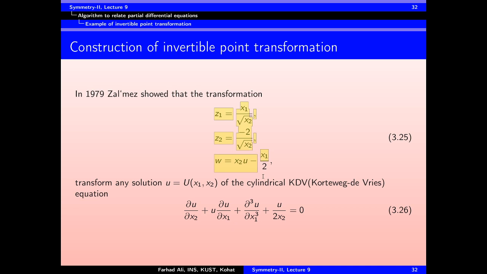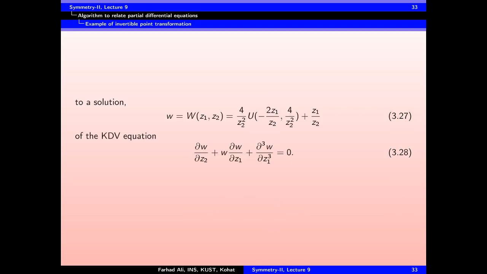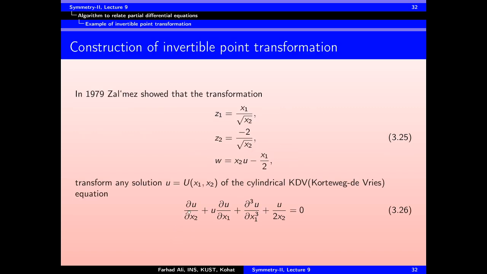Zelmes found this transformation. For what? We have the cylindrical KdV equation and the KdV equation. So this is the KdV equation and this is the cylindrical KdV equation. I think in this one there is one extra term over here. This is non-homogeneous.